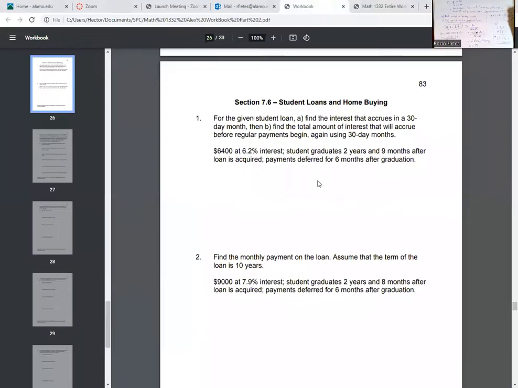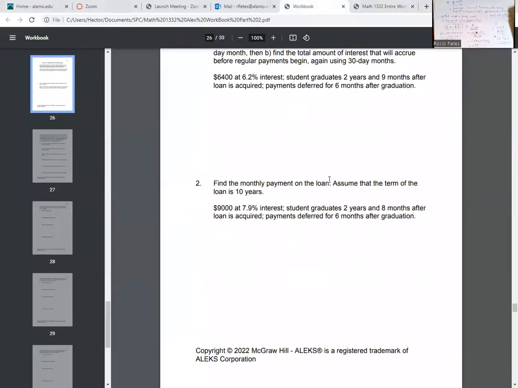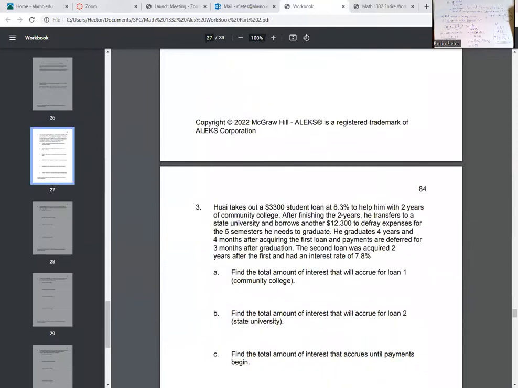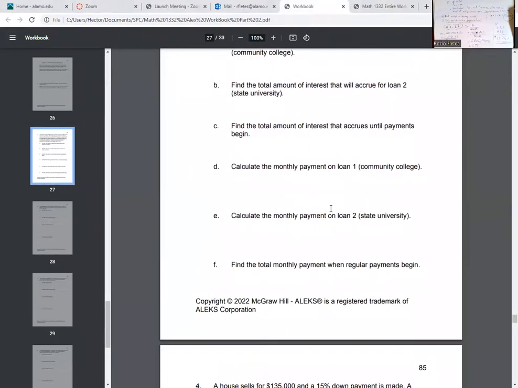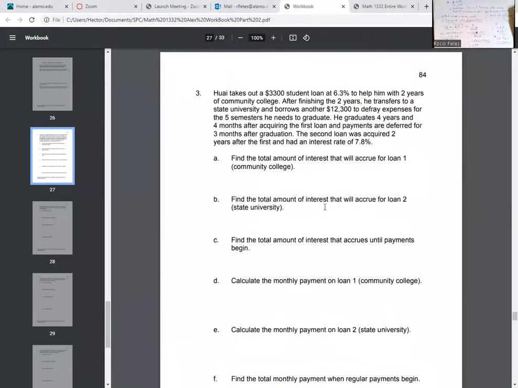And let's see, the next question I have for you guys. You guys can do number 2, it's similar to number 1. And number 3 has a lot of parts to it. So I want to do this one, number 3. This is interesting, many parts to it. Let me see.